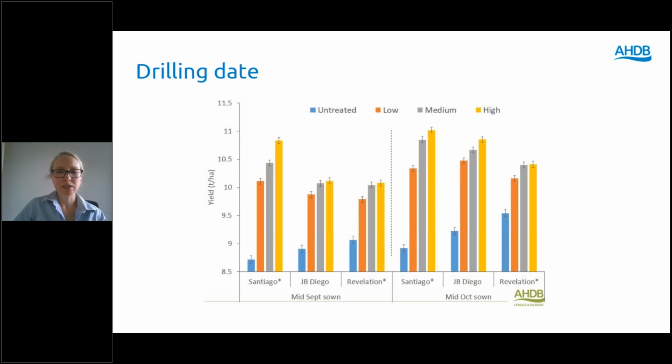And they found that in an untreated situation with no fungicides applied, a moderately susceptible variety, so JB Diego, which is a 5 for septoria, sown in mid-September, was comparable to a susceptible variety, so Santiago rated 4 for septoria, sown in mid-October. And also a moderately resistant variety, so Revelation with a 6, sown in mid-September, was comparable to JB Diego, sown in mid-October. So this shows the power that delayed drilling can have to reduce disease risk, and something you can factor in when deciding whether to cut back on fungicide spend. Next slide, please.